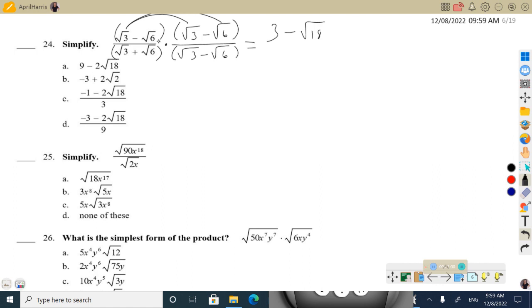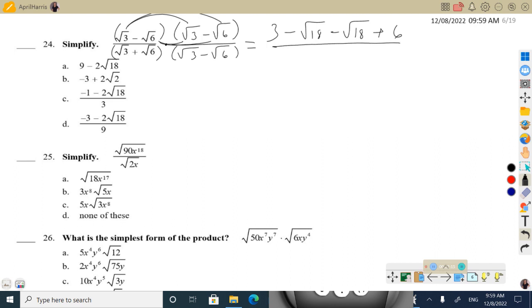Inside, you have inner times inner, and then last times last. You also have another negative square root of 18. And last times last, watch your signs right here. A negative times a negative is a positive. Square root of 6 times square root of 6 is 6.